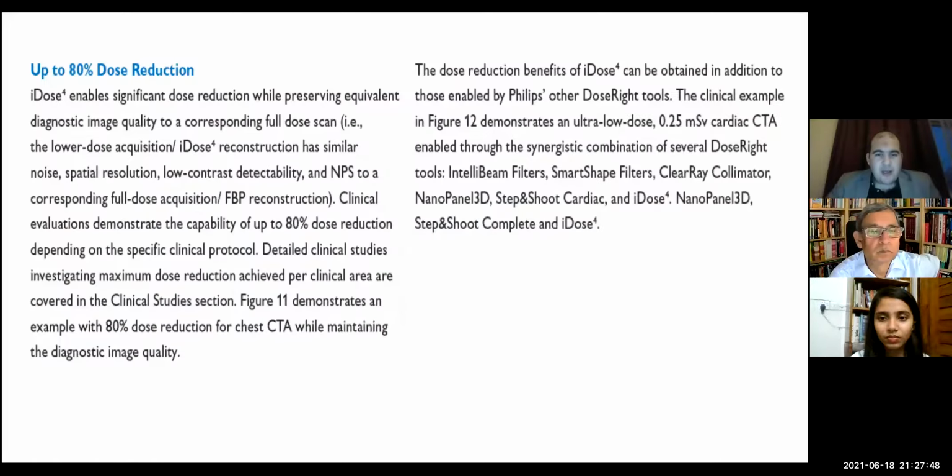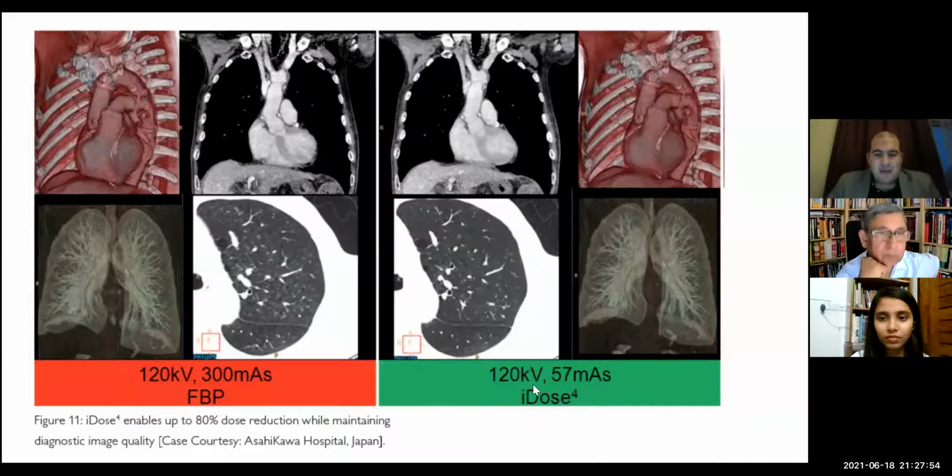You will find a lot of papers talking about iterative reconstruction algorithms, getting the same quality with IDOSE at 120 kV with less dose. You can see the difference here between the image at 300 milliampere-seconds and the one at 57 milliampere-seconds, a great difference in the dose, and it is still diagnostic with competitive image quality, so you can use it.